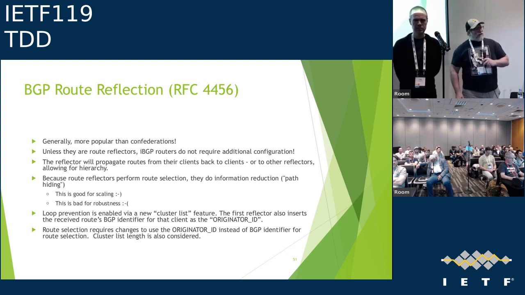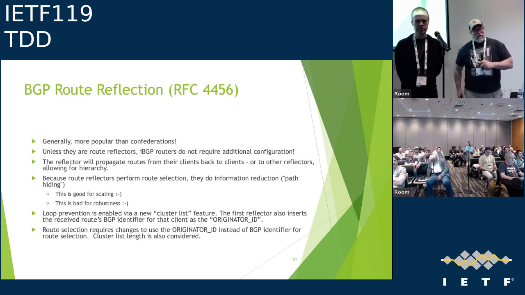Loop prevention got solved, unlike the AS pathing for confederations, by adding a new cluster list in there. And as a side effect of that, we also add on an originator ID so that BGP can do its normal path selection that would normally tiebreak at the router ID step based on how this thing had gotten added on, because it's not directly connected anymore.